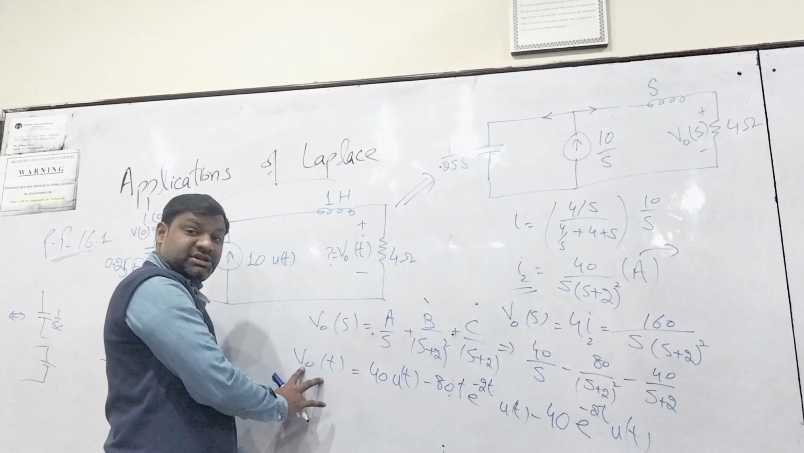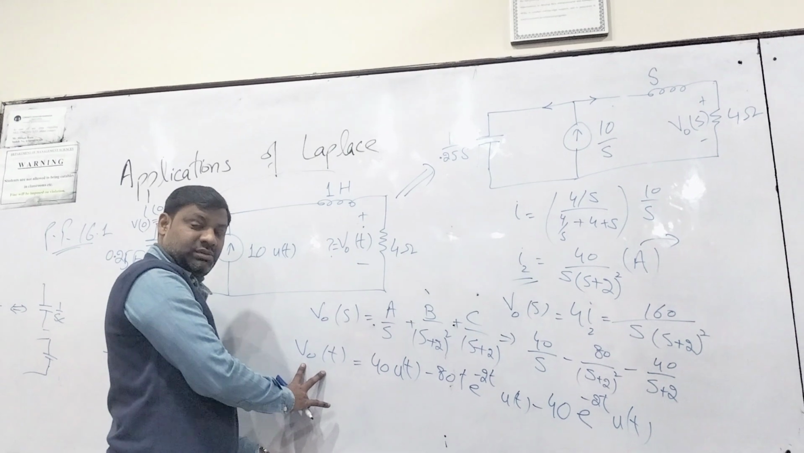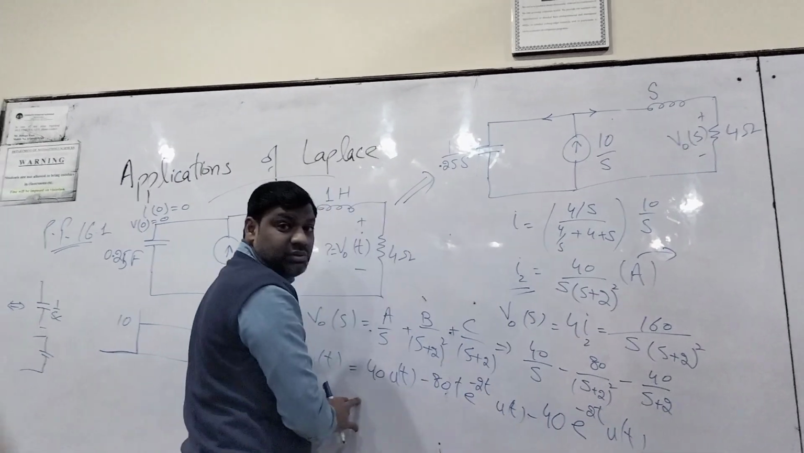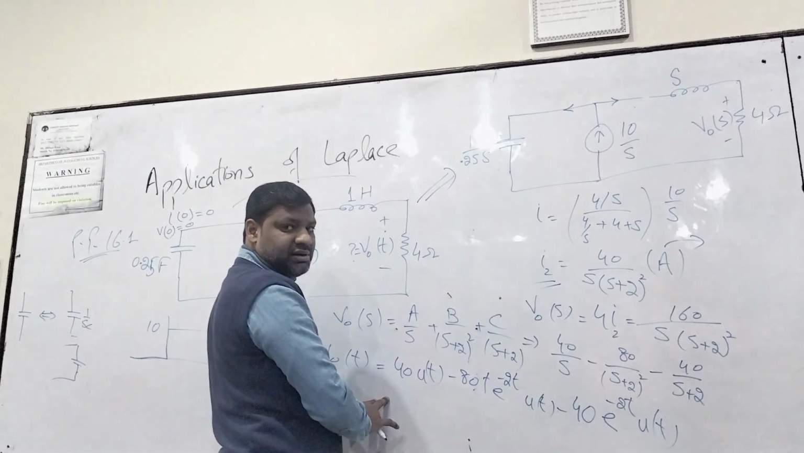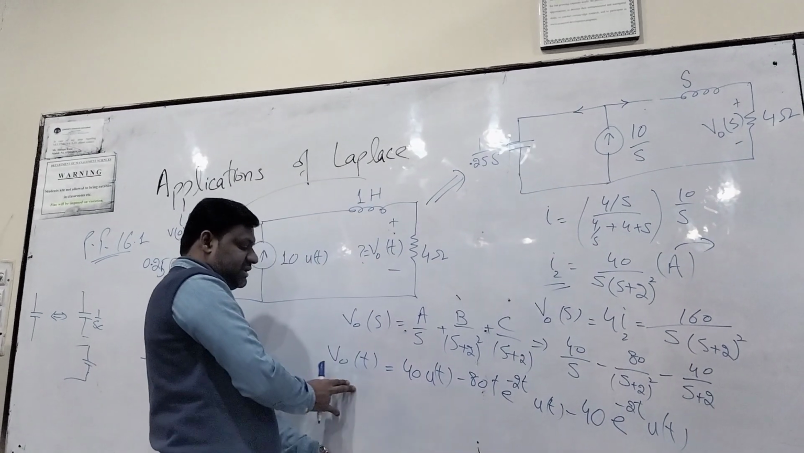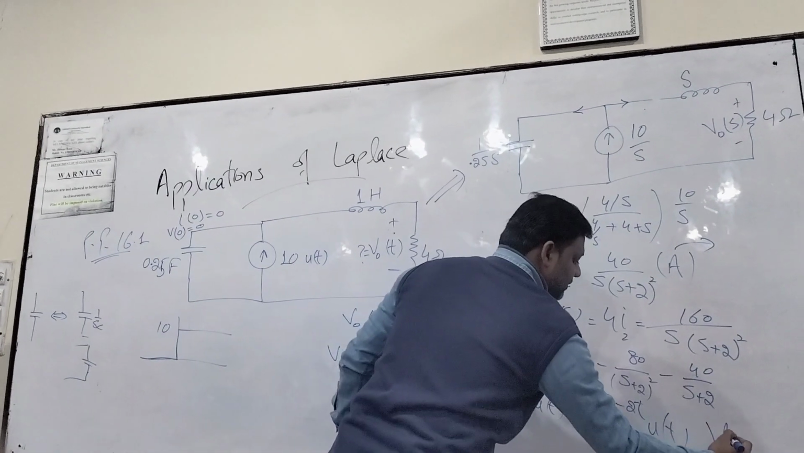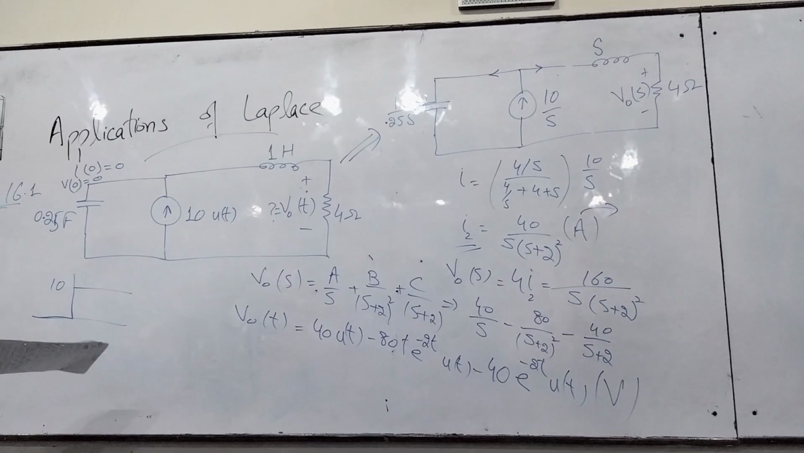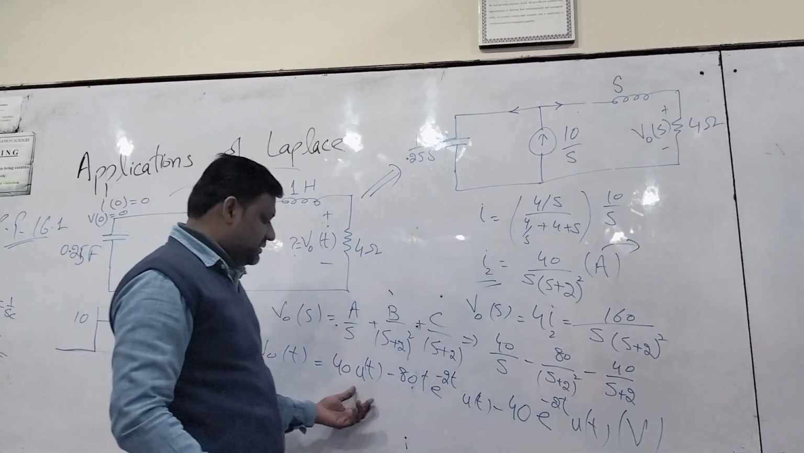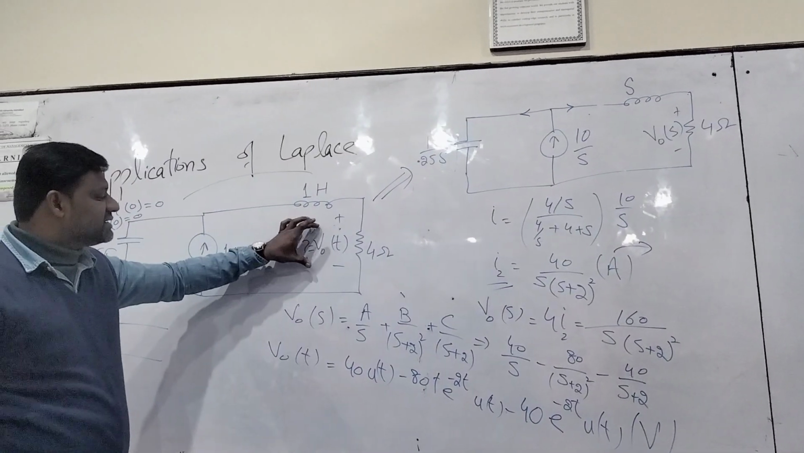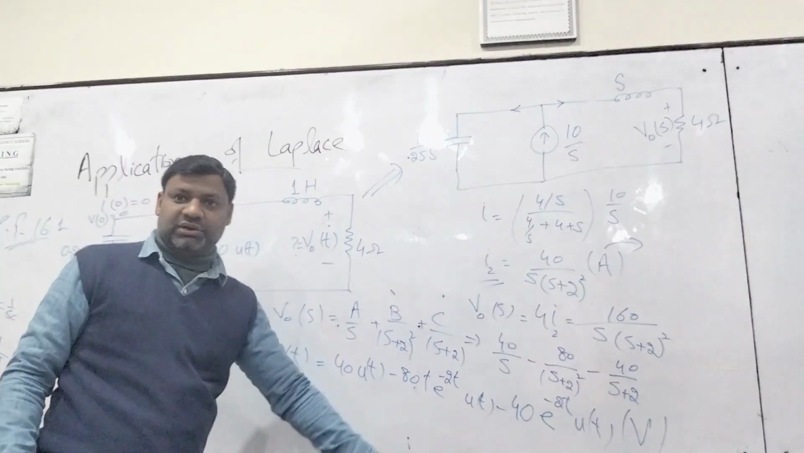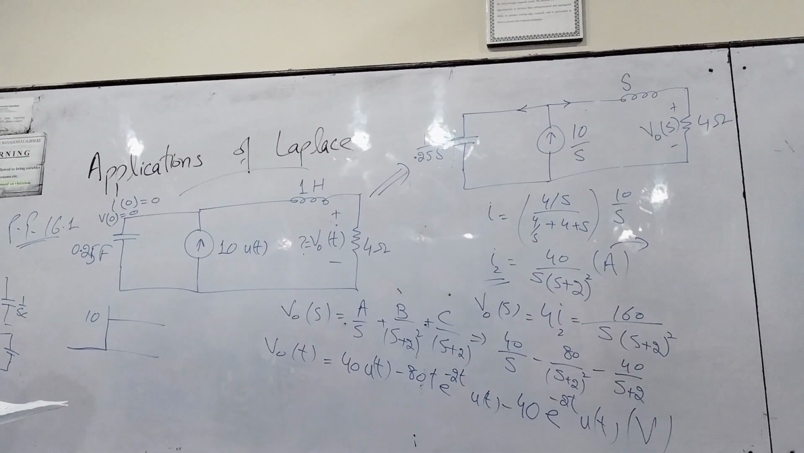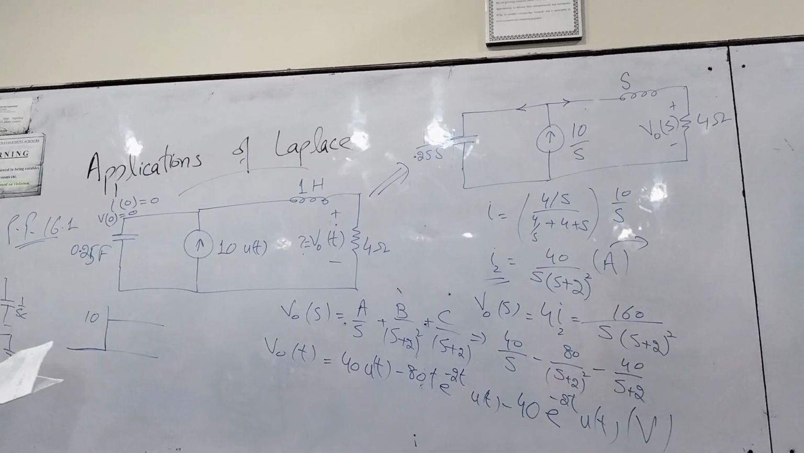What is the unit of this equation, Moniza? What are the units? Volt. So this is your answer in the time domain. This is the voltage across. As we don't have any initial conditions, that's a steady state.